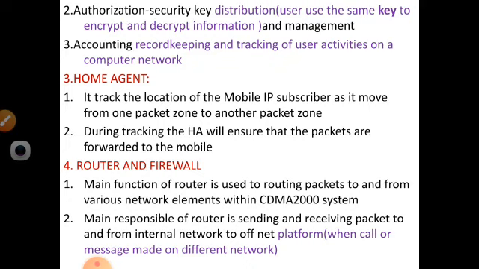And the fourth one will be the router along with the firewall. So the main function of the router is to route the packets or data to or from the various network elements. The main responsibility given to this router is sending the packets as well as receiving the packets from the internal network to the off-net platform.